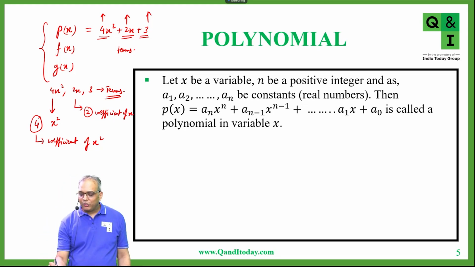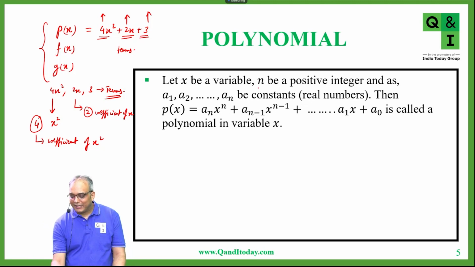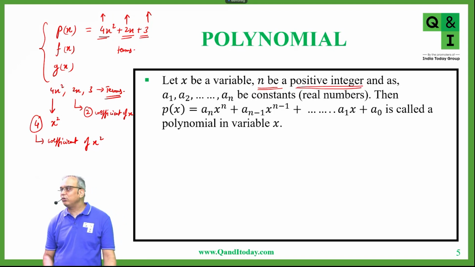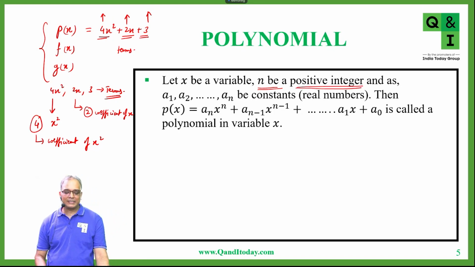Now, what you also need to understand here is that the power of the variable should be a positive integer. Then only we can call this algebraic expression a polynomial. So this is the required criterion for an algebraic expression to be a polynomial.